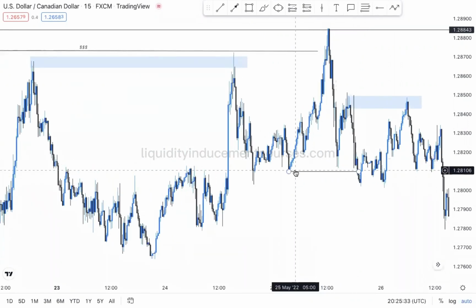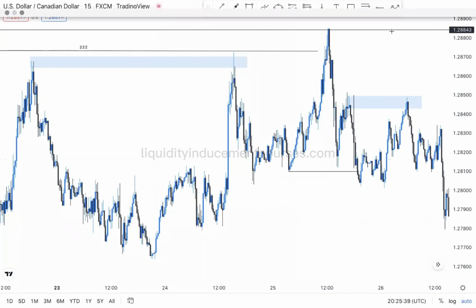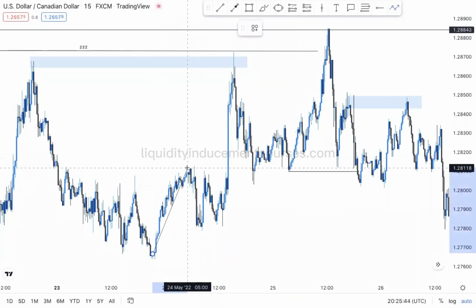All right, so let's go over it again. Why is this my target? Why am I calling this my minor BOS instead of this? It's simple. I've had price give me, on my 15 minute time frame, a trend. This high.